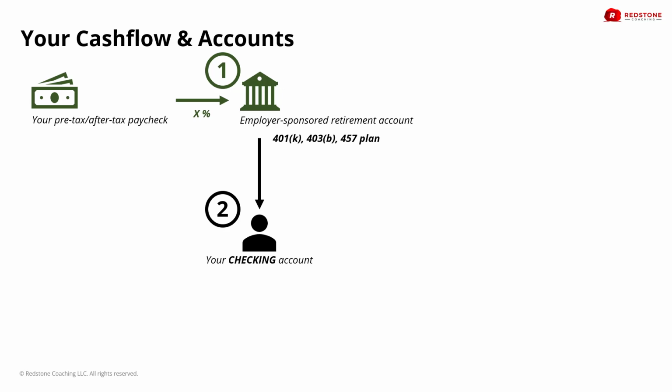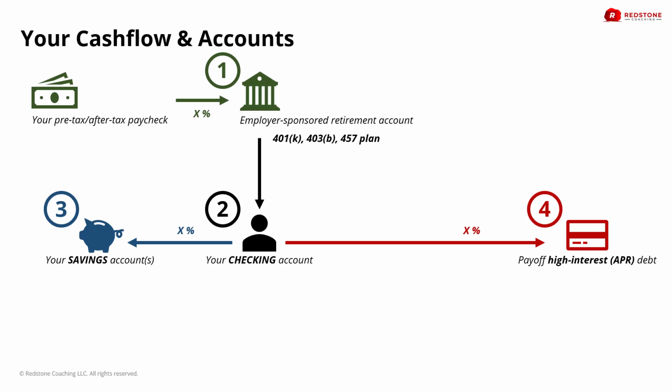Well, now that money's in your checking account, now you start to actually implement your waterfall. So immediately you're going to want X percent sent to your savings account. Maybe that's 3%, maybe it's 5%. You get to choose the percentage. So X percent's immediately sent to your savings account. Then you're going to want to have X percent sent to pay off your high interest APR debt. So if you have credit card debt, immediately after you put money into savings, you're going to want to take that money and then boom, pay off high interest APR as well.